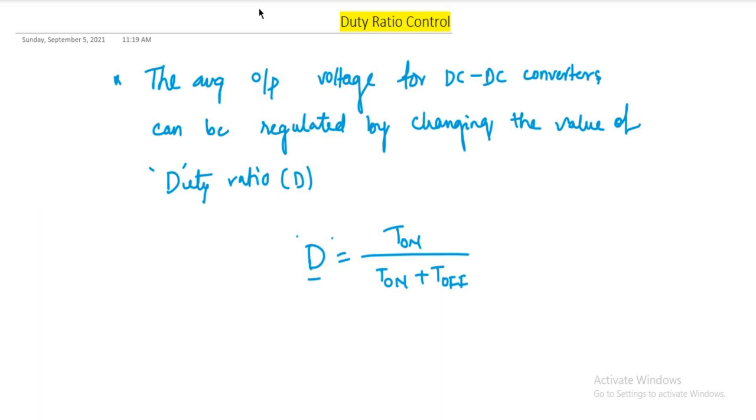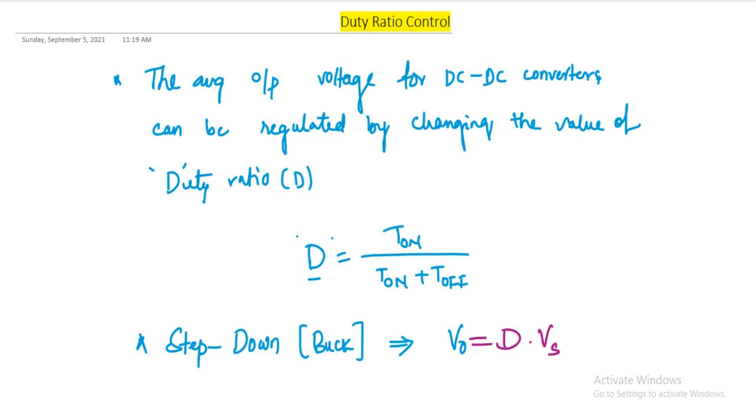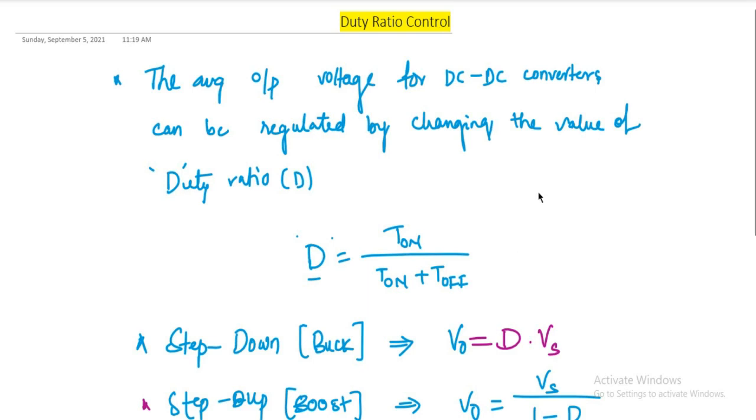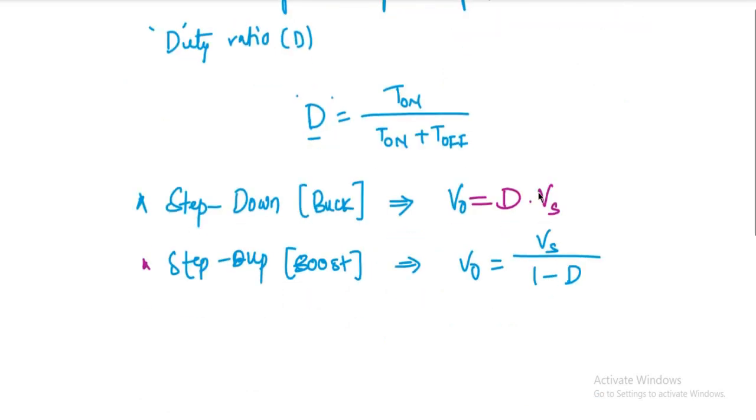Okay, so we have two converters here. That is the buck or step down converter, which has the expression for output voltage V naught equal to D times supply voltage, whereas we have the expression for average output voltage of the step up chopper or boost converter, that is V naught equal to Vs by 1 minus D. So we have these two expressions for step down as well as step up converters.